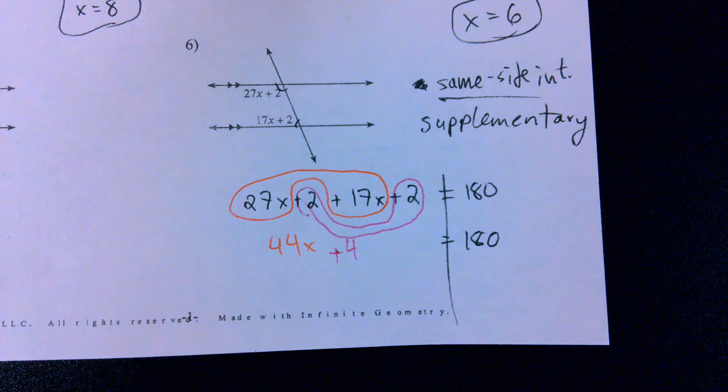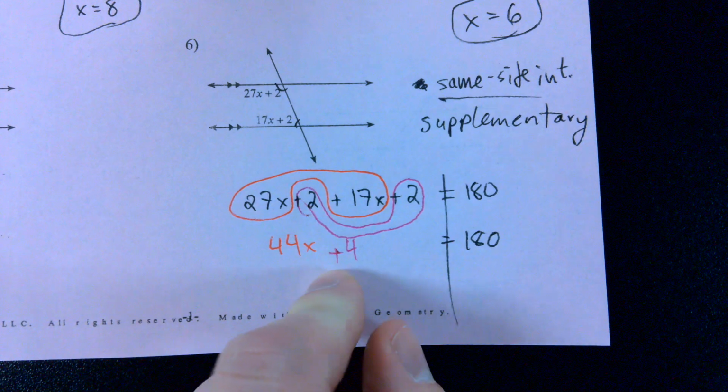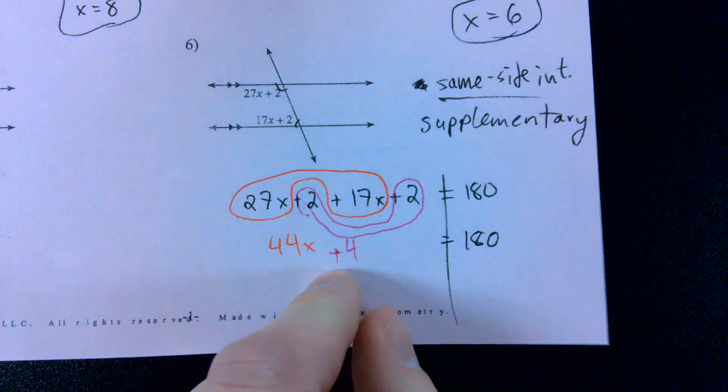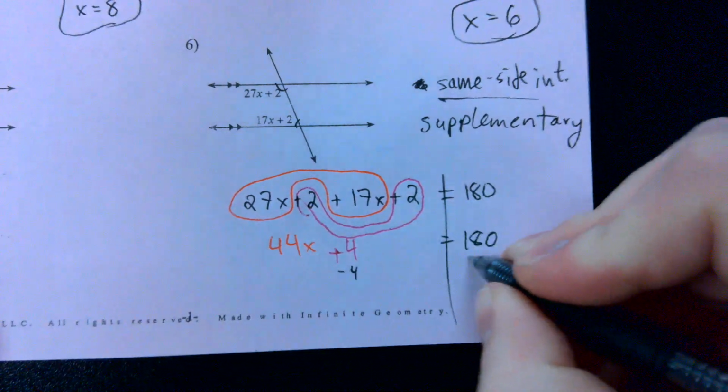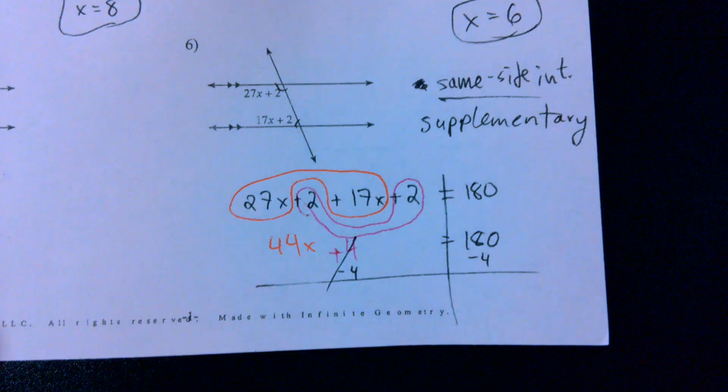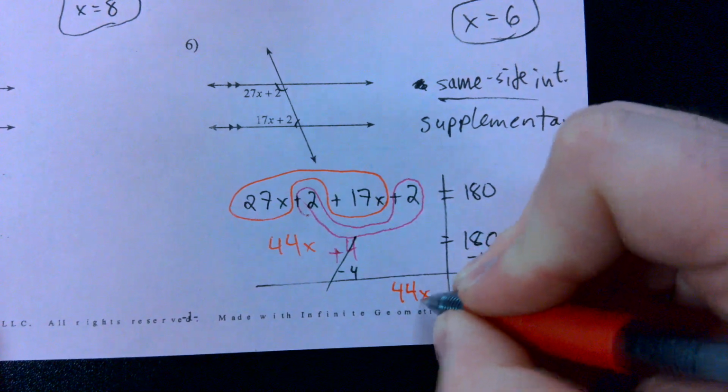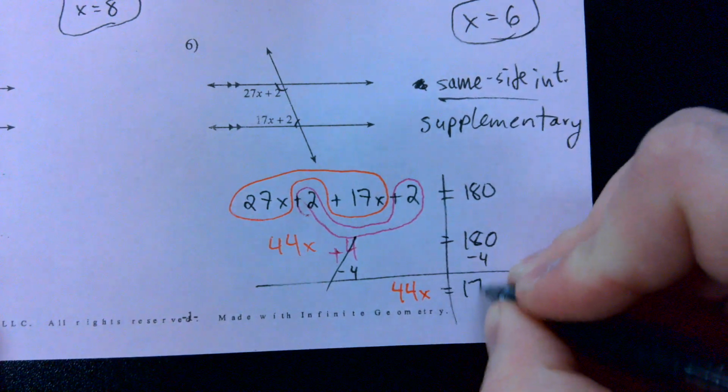What's next to do if we want to get x all by itself? Well, it looks like we're multiplying x by 44. Eventually, we're going to have to do the opposite of multiplying, which is dividing by 44. But before we do that, let's get rid of this plus 4 by, again, doing the inverse operation. What's the opposite of plus 4? Minus 4, right? We're going to subtract 4 from both sides. Now leaving us with 44x equals 176.